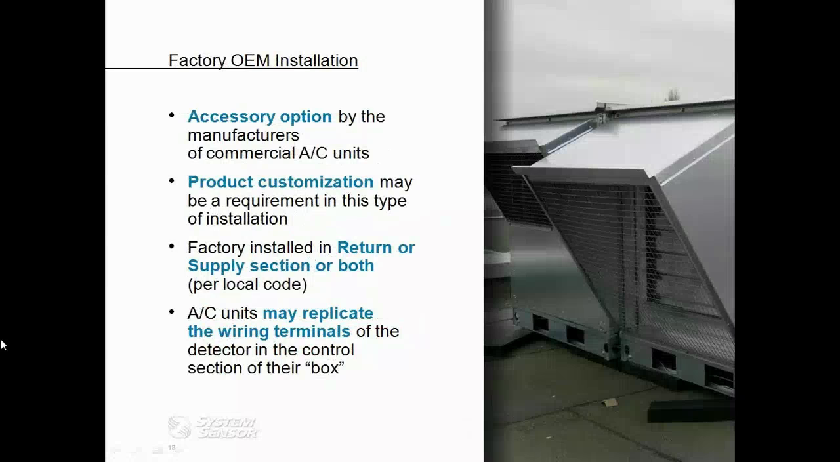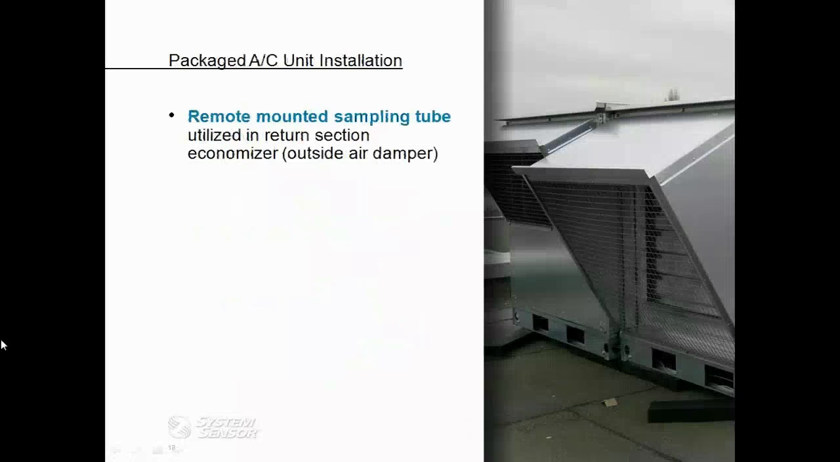Depending on the size of the rooftop unit or the code that is being followed, the detectors will be installed in the supply or the return or in both sections of the rooftop unit. Sometimes the manufacturer of the rooftop unit may replicate the duct smoke detector wiring in the controlled section of that rooftop unit just to allow for easier access to that part of the detector. Another thing to point out is this is something that can be easily accomplished if you're utilizing the split feature of the System Sensor duct smoke detector, where the sensor and power board side can be installed separately.